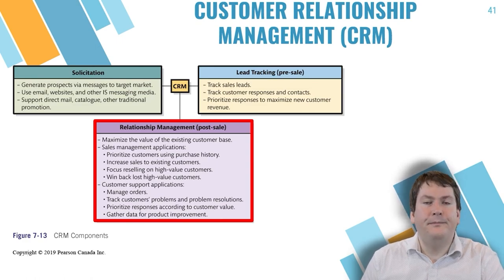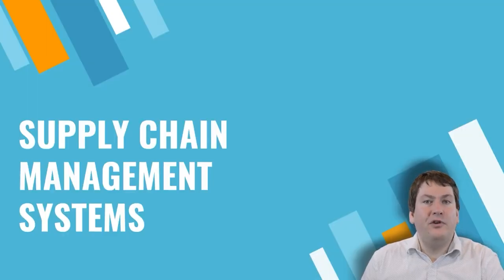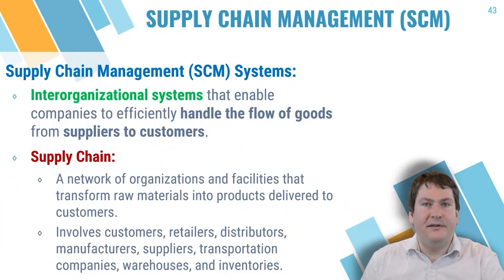There's one last type of cross-functional systems we will discuss today, and that is supply chain management systems, or SCM for short. Supply chain management systems are intra-organizational systems that enable companies to effectively handle the flow of goods from suppliers to customers. Recall from earlier in the lecture that intra-organizational systems are cross-functional systems that also cross organizational boundaries.